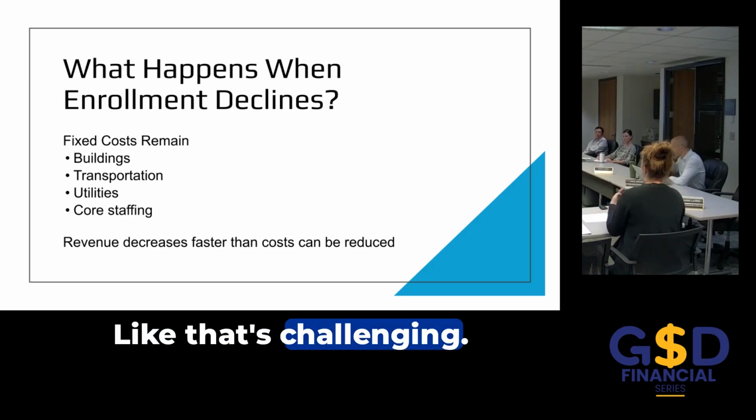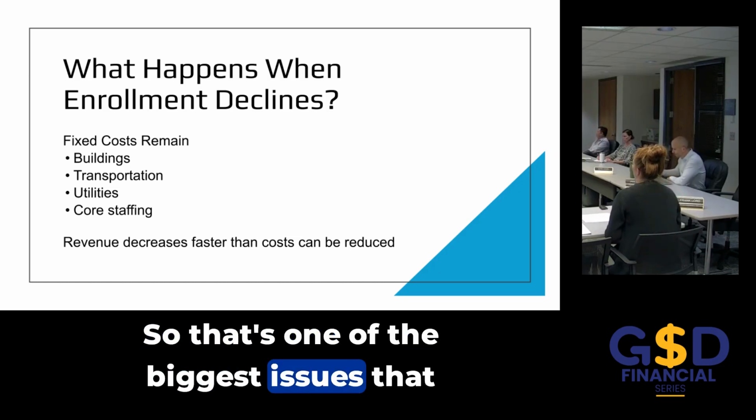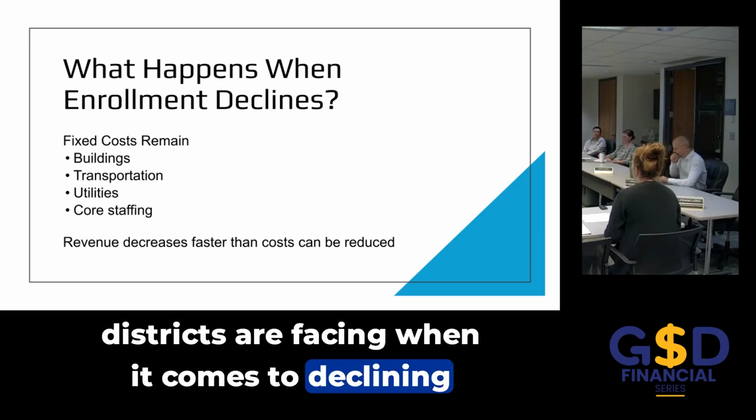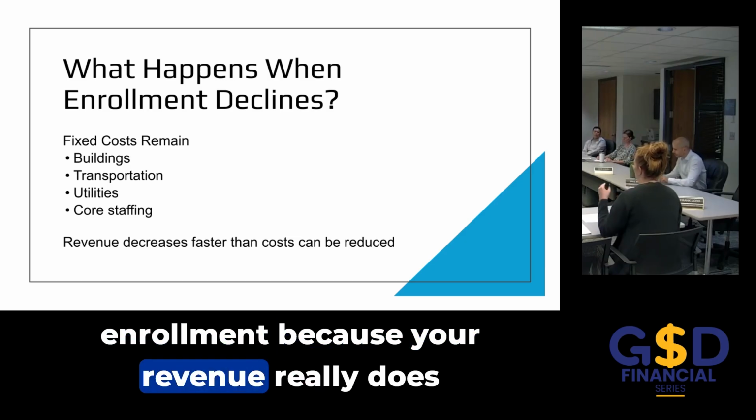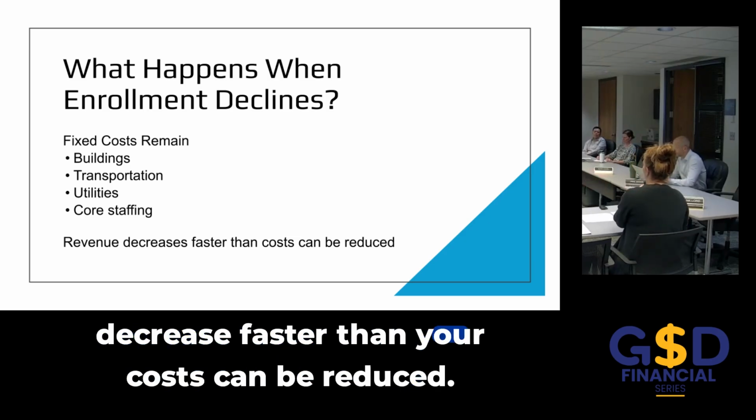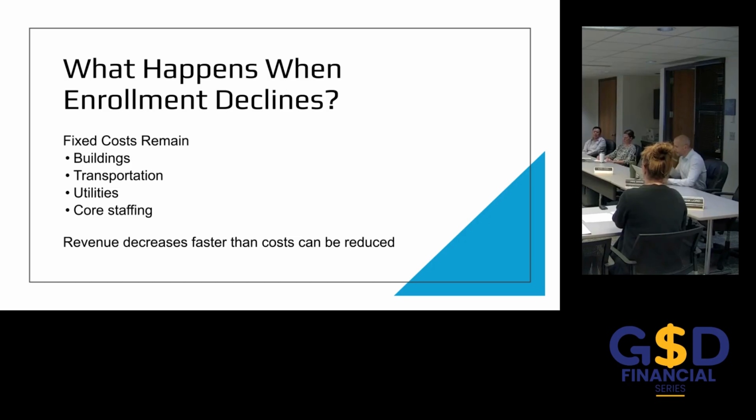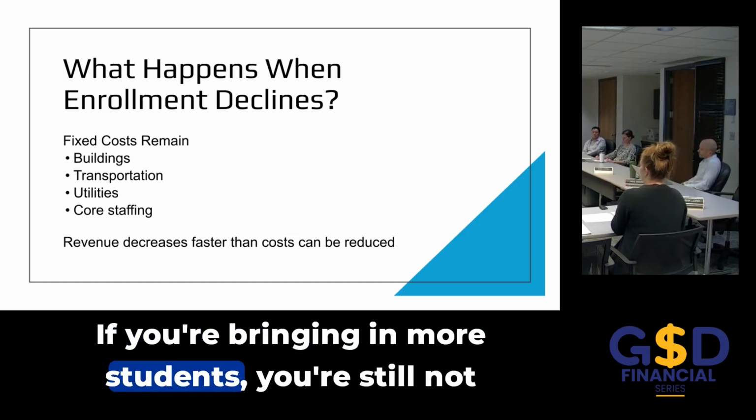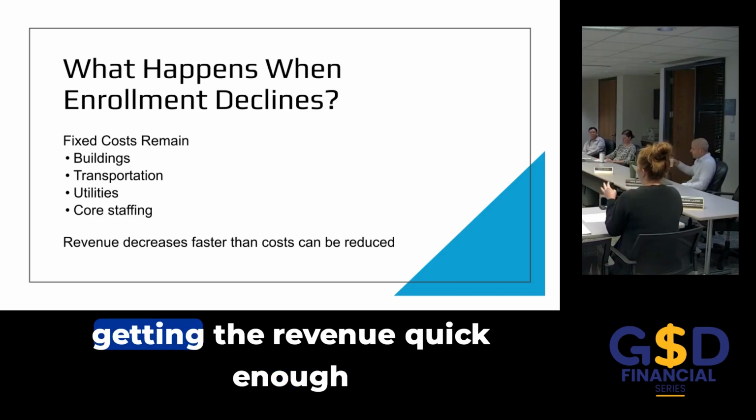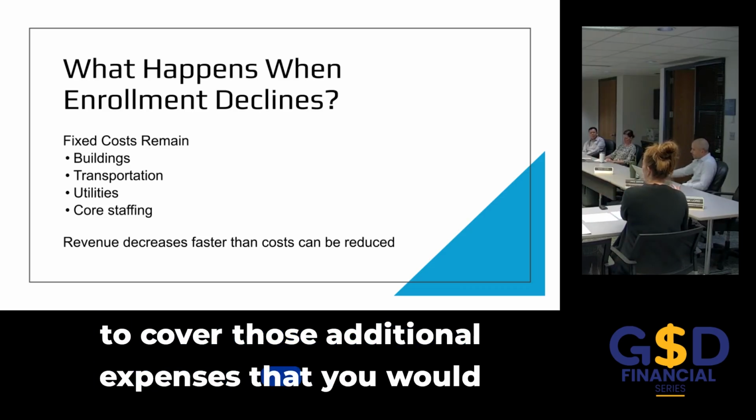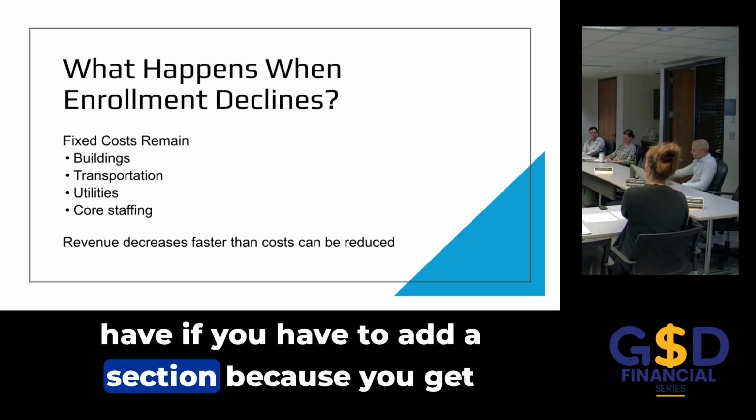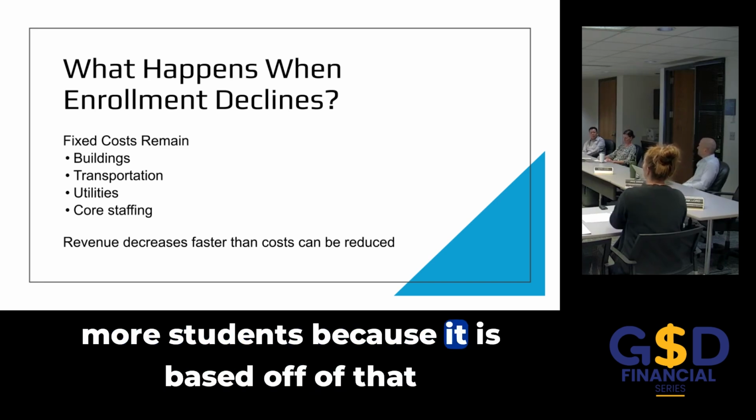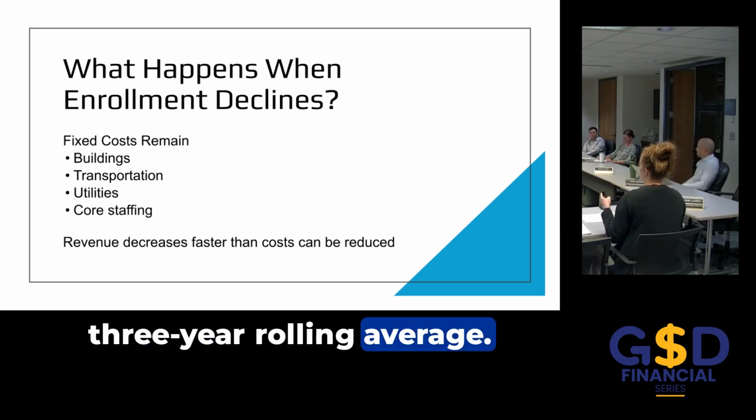Like that's challenging. So that's one of the biggest issues that districts are facing when it comes to declining enrollment, because your revenue really does decrease faster than your costs can be reduced. And the same could be said the other way too, right? If you're bringing in more students, you're still not getting the revenue quick enough to cover those additional expenses if you have to add a section because you get more students, because it is based off of that 3-year rolling average.